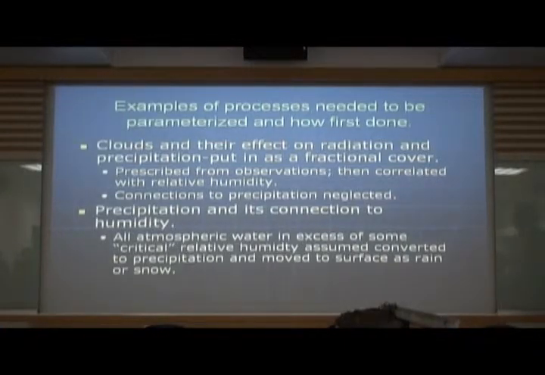So let me go through some examples of the processes. I've mentioned them already, but the clouds and their effects on radiation and precipitation have been put in. Okay, history of how clouds have been done. A cloud in a climate model is a fractional cover, like 70% cloudiness or 30% cloudiness. And the first clouds were just put in from observations. When I was an early postdoc trying to understand how this is done, running through some data, you can make correlations between climatological relative humidity and climatological clouds and get some correlations. And this kind of correlation was run for many years in climate models as the way to make clouds. So this is totally unconnected to making precipitation.